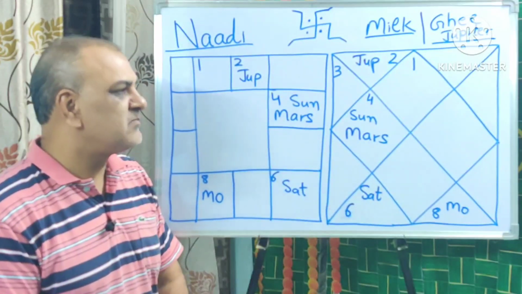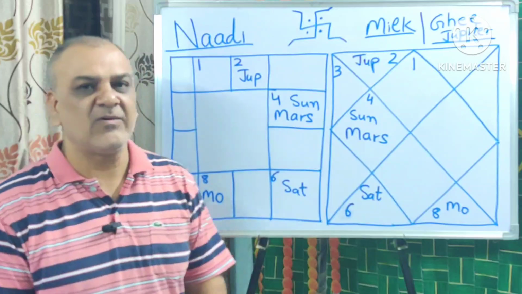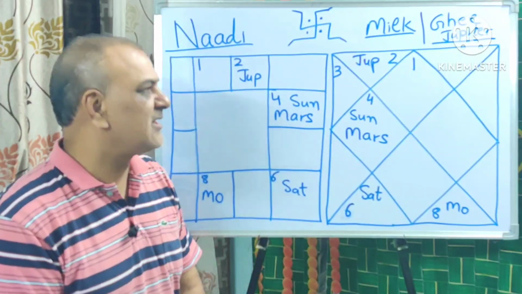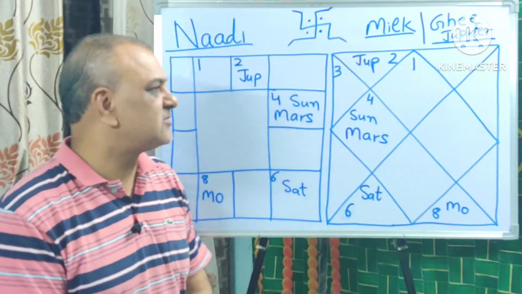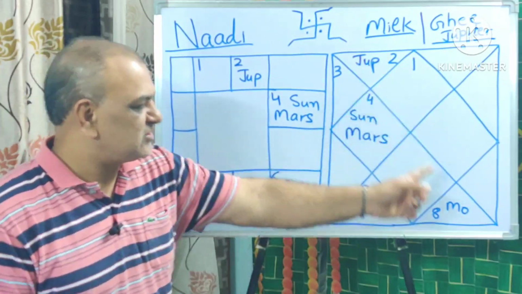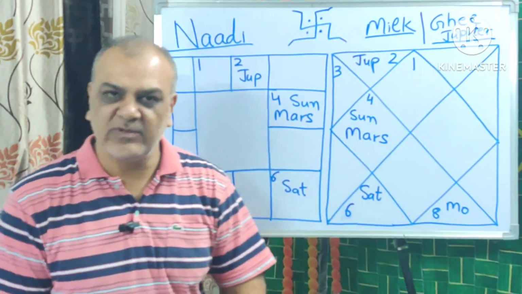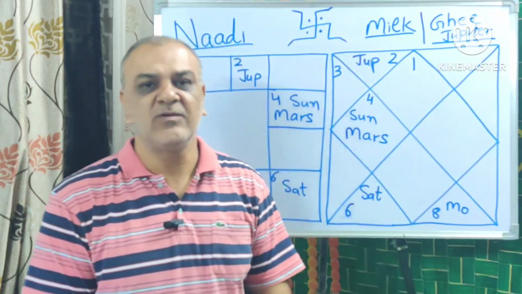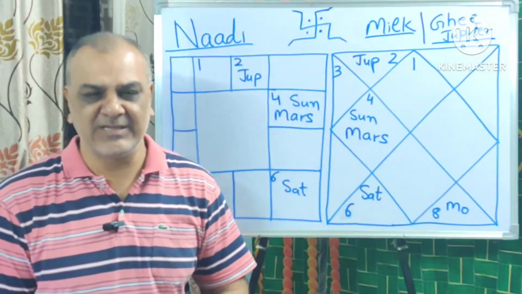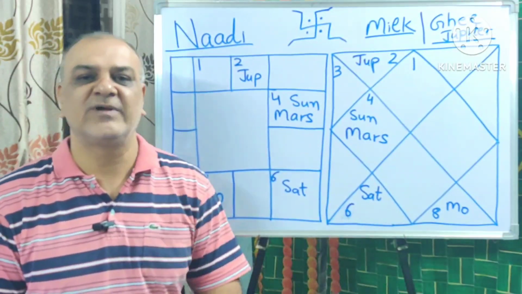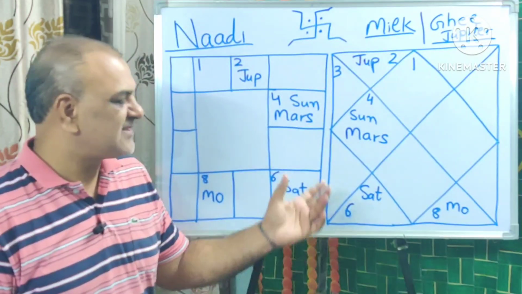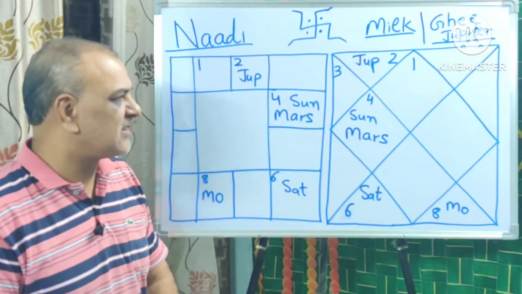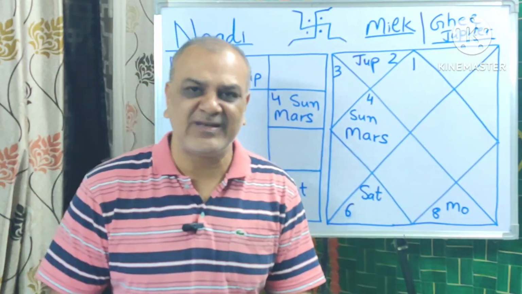So these are the simple predictions you can give about the native. Even there are other combinations also. We can take those combinations also into consideration. Jupiter is aspecting Moon. So definitely, even though mother is a short-tempered lady, still in the later parts of her life, she will become a very spiritual lady. So these are a few predictions you can give to the native when you analyze a chart.